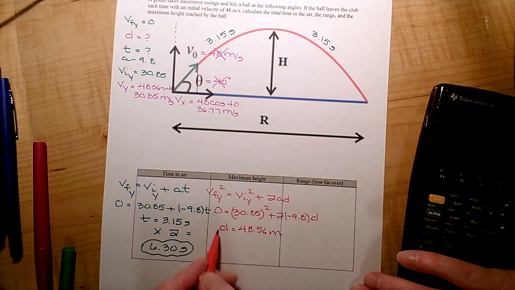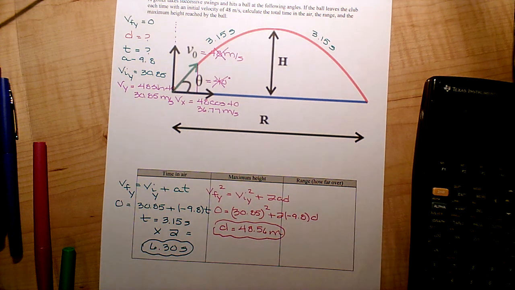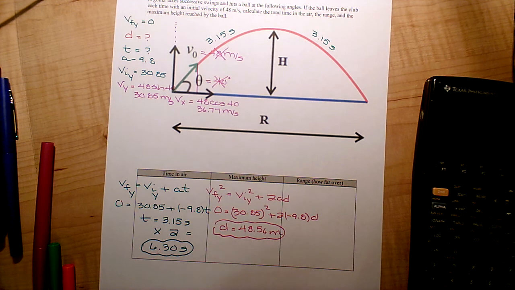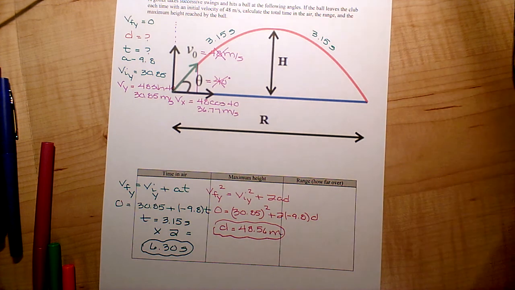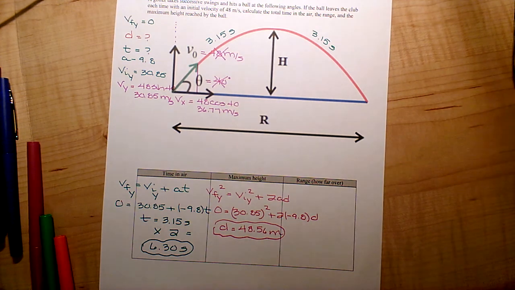48.56 meters. That's how high up it goes. All right, the next question is the range. So before we can do the range, we have to talk about the arrows here for a minute.